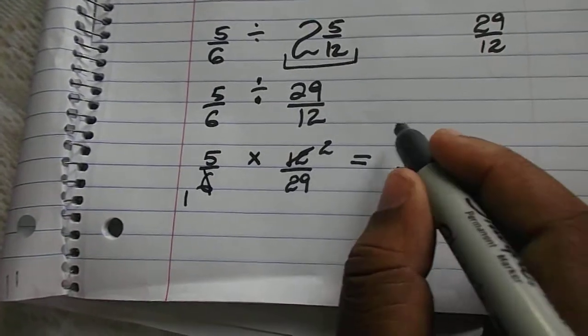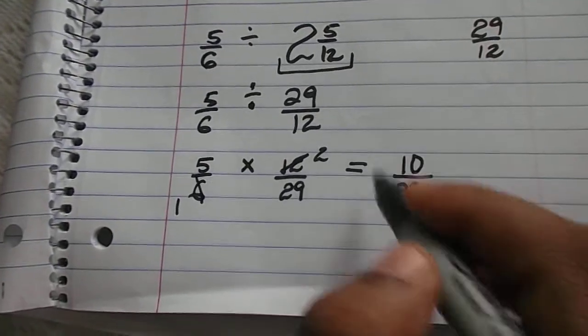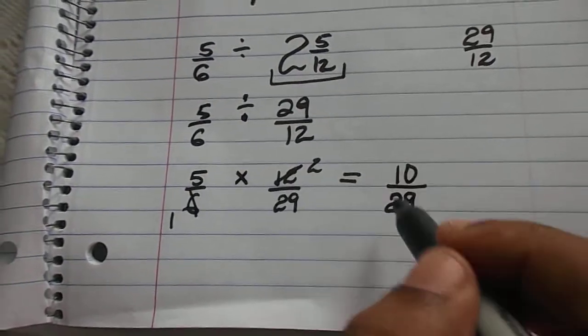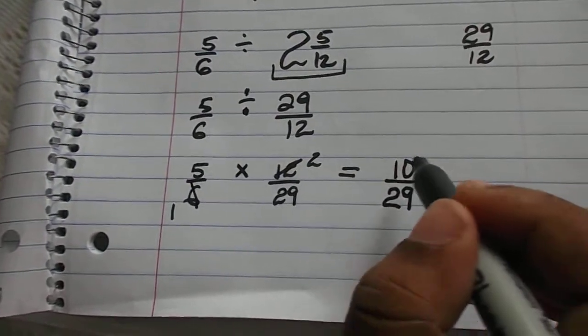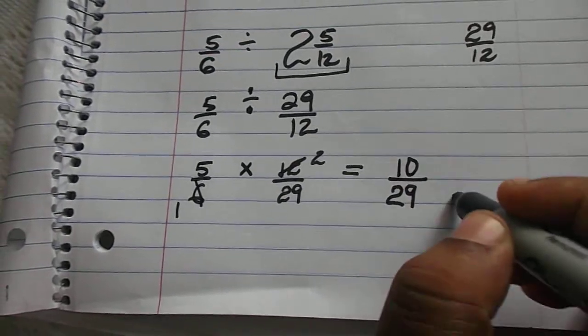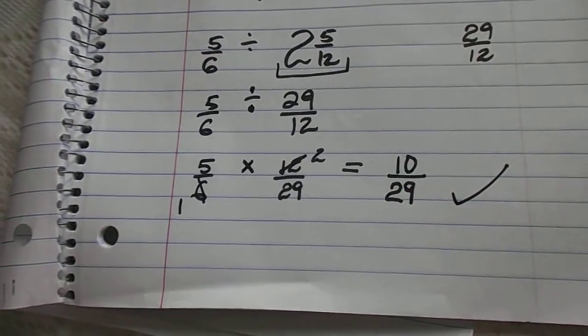We look at our final answer to see if there's anything we can simplify, but in this case we're not seeing a number that we can use to simplify both 10 and 29. So this is perfect. We leave our answer like this.